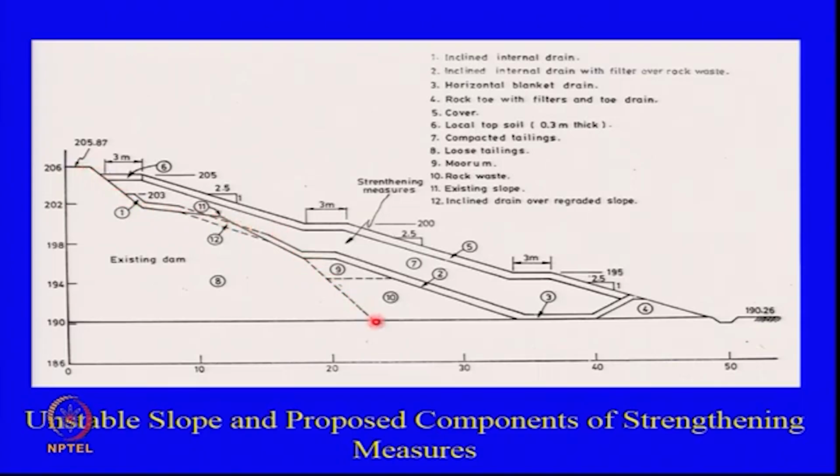So this is the original slope here, very steep. And you can see this is 190, this is 206, so this is 16 meters high. This was the starter dike probably, and there were some upstream dikes as well, but made in a very casual manner. So we said that, look, we would like to put a drain on this. First we wanted to stabilize the lower portion, then we wanted to put a drain, then we wanted to put the stabilizing berm, and then cover it up the end.